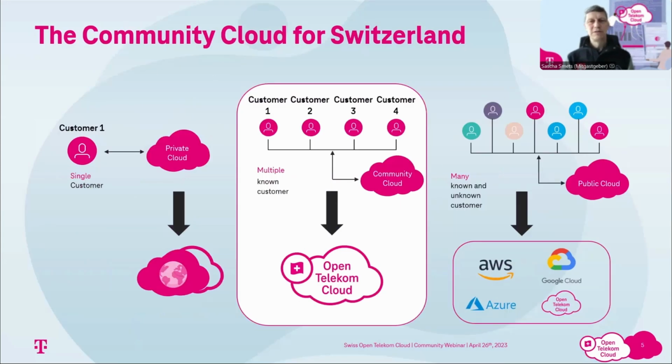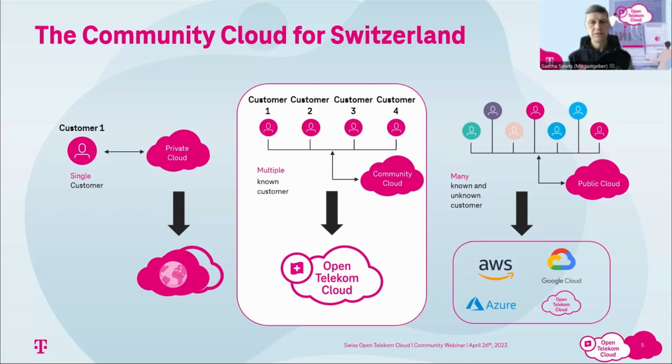So now we go into the details about what the community cloud is all about. On the left, we see a kind of classic private cloud, for example, the Open Telekom Cloud Private. This deployment is only intended for a single customer. On the right, we see public clouds, like OTC and other hyperscaler clouds. There are many customers on these platforms that may be known or even unknown, as self-boarding is enabled. So you're basically able to board the public cloud with just a credit card.